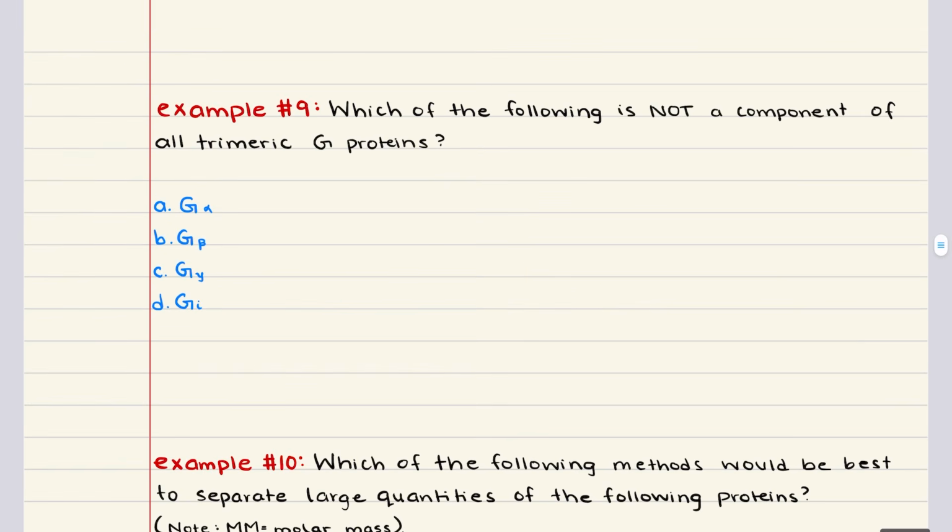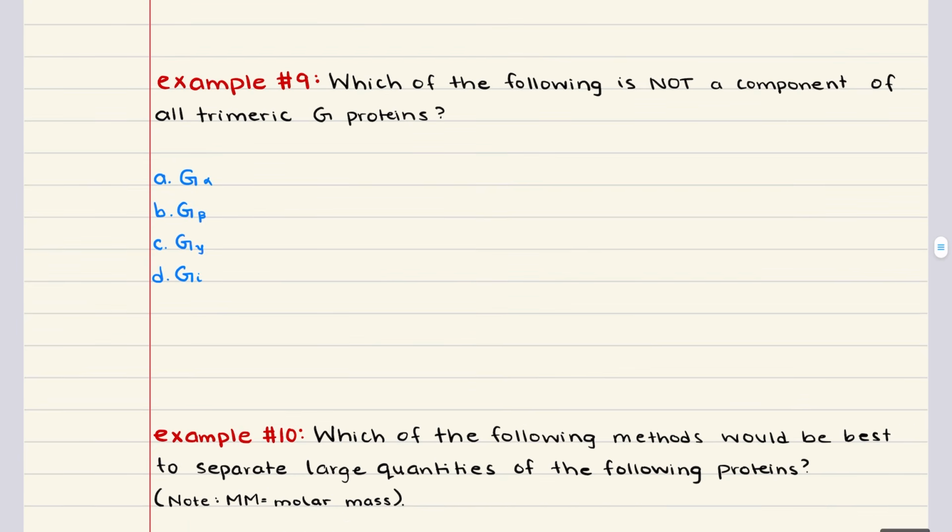Problem 9 says, which of the following is not a component of all trimeric G proteins? The term trimeric means 3 parts. All trimeric G proteins are made of 3 subunits, alpha, beta, and gamma, and these 3 work together and they're found in all trimeric G proteins. That means that the correct answer is D. Gi is not a subunit. Instead, it refers to a type of G alpha subunit. So this is not required across all trimeric G proteins, hence why it's the correct answer for problem 9.